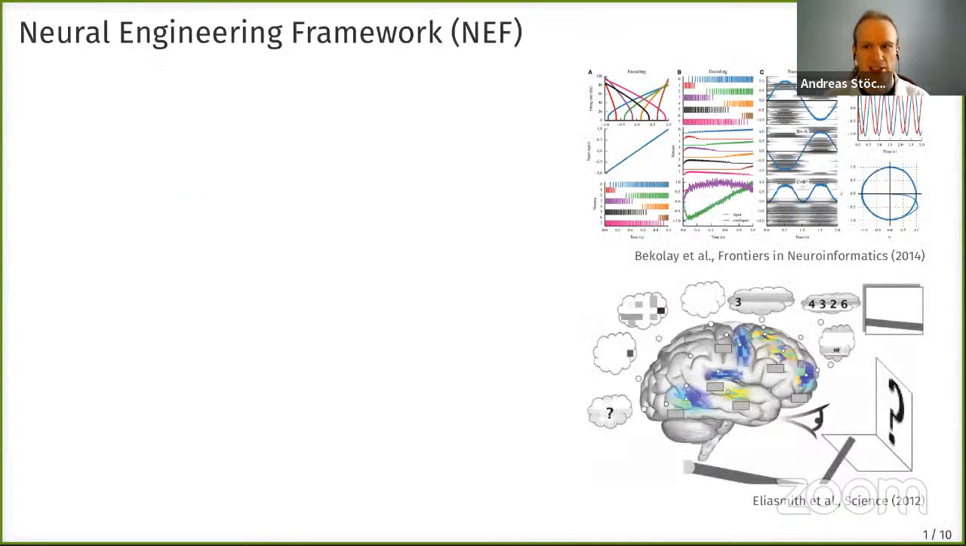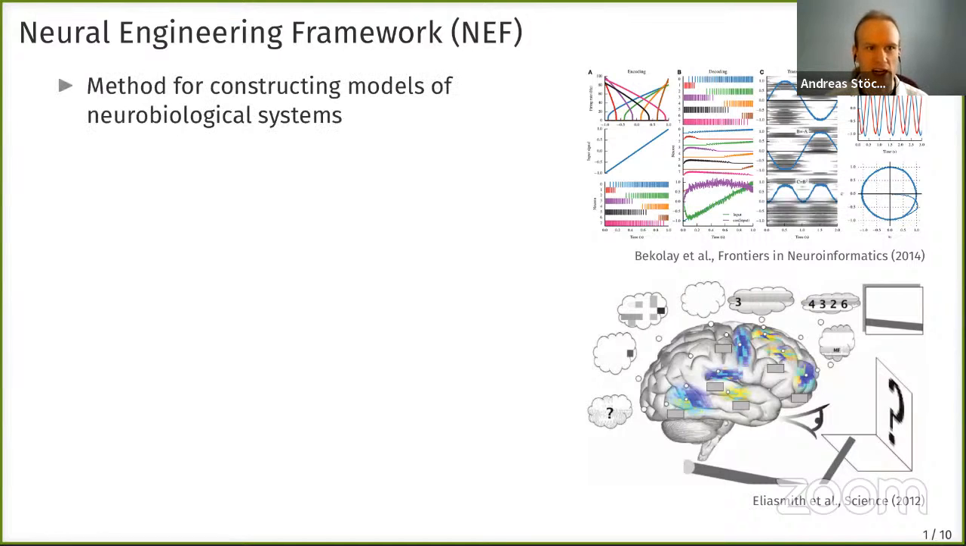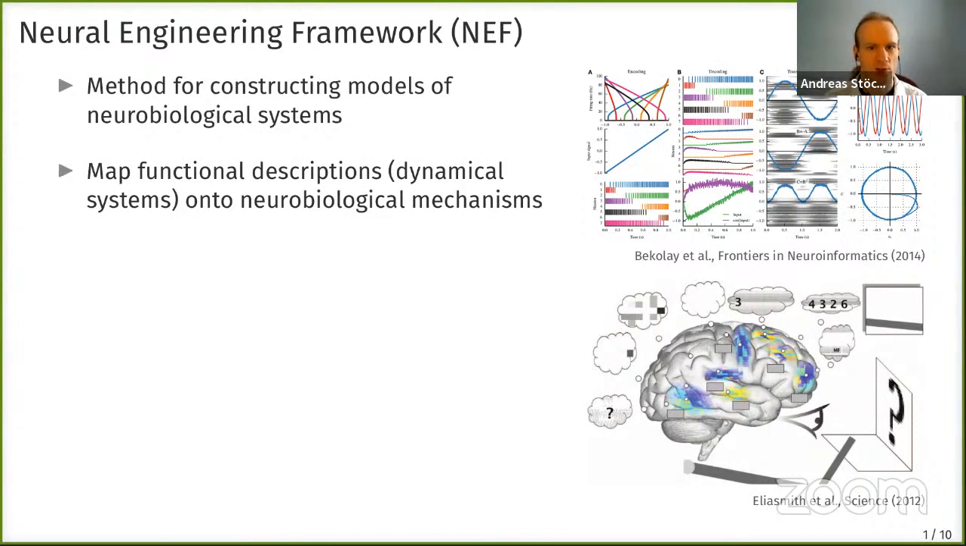Before I begin with that, I'd just like to give you a very quick overview of what the neural engineering framework, or NEF as I'll abbreviate it, is. On a very high level, the NEF is a method for constructing models of neurobiological systems. That is, the NEF allows us to map descriptions of some desired high-level behavior that may, for example, come in the form of some mathematical dynamical system onto neurobiologically constrained spiking neural networks. Or in other words, this is a method that allows researchers to map functional or behavioral descriptions of biological systems onto neurobiological mechanisms.